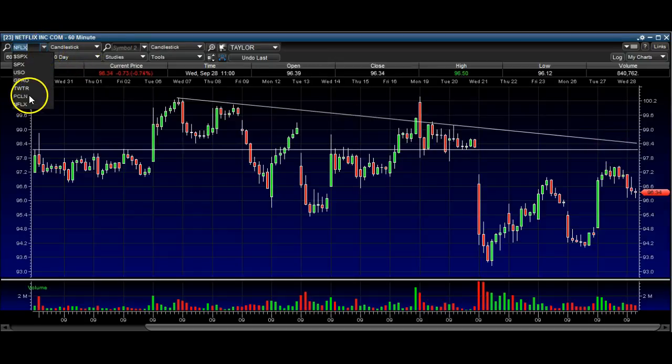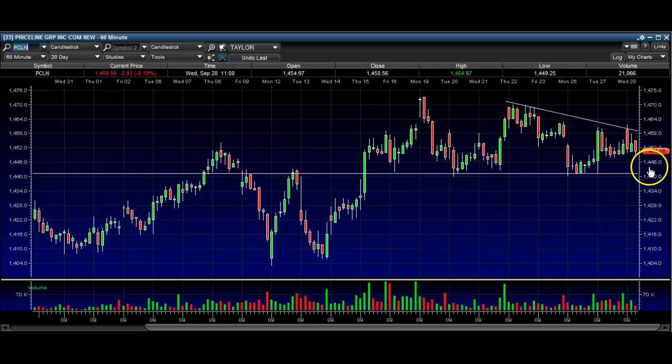I'm going to cover a Priceline hourly chart. If you watched yesterday's midday market report, we had this downtrend line drawn for you, and you can see that we got hit against it today, and we're about $10 lower since hitting that. So definitely keep up with these midday market reports. They're going to be helpful for you.